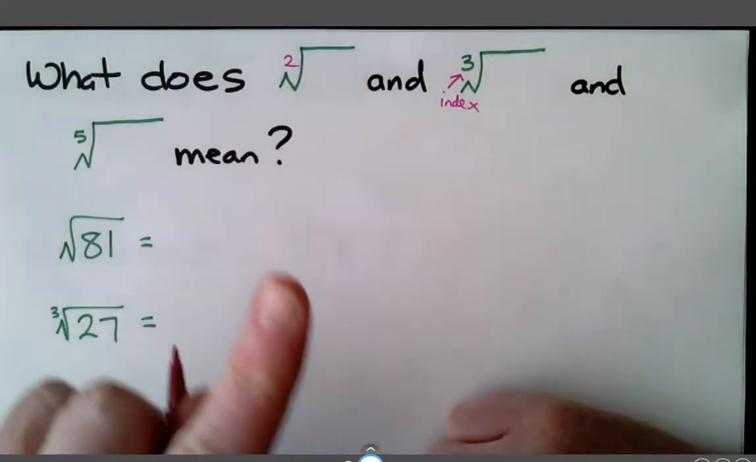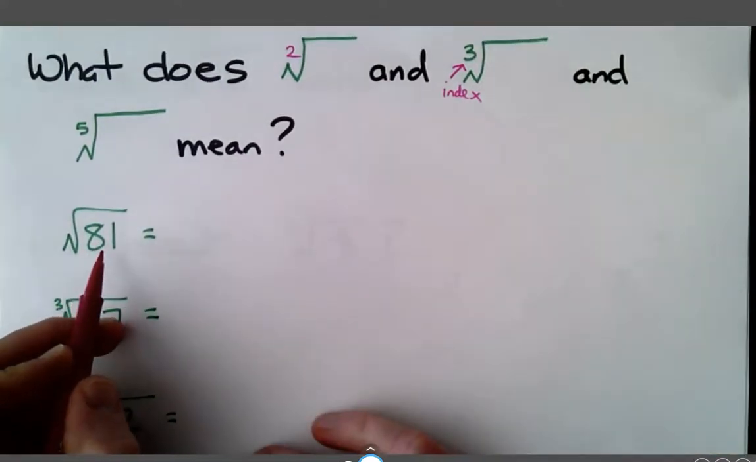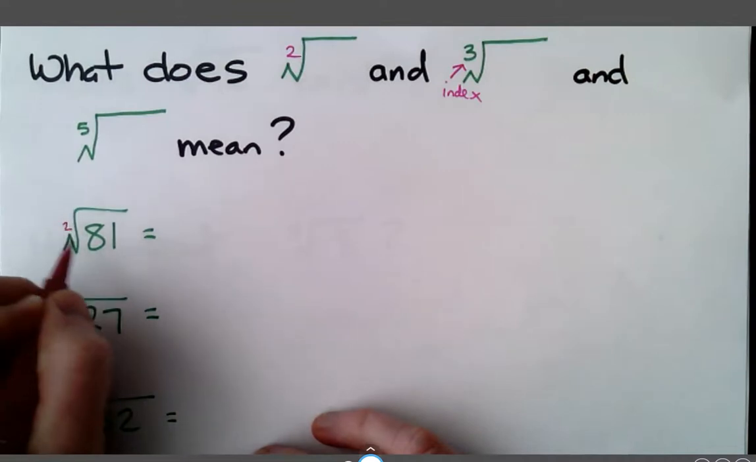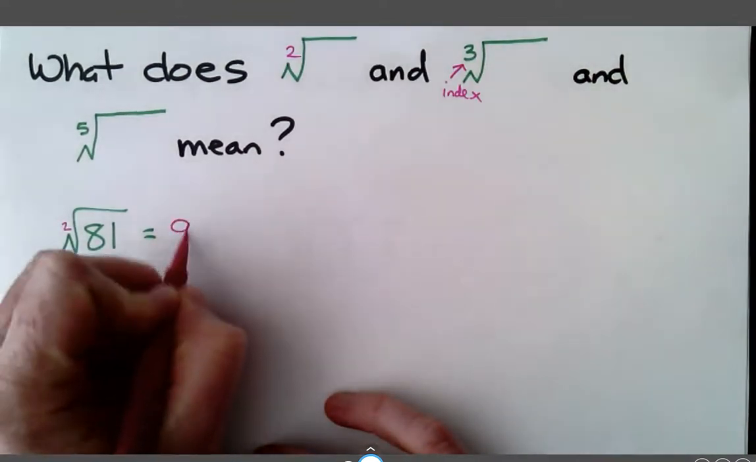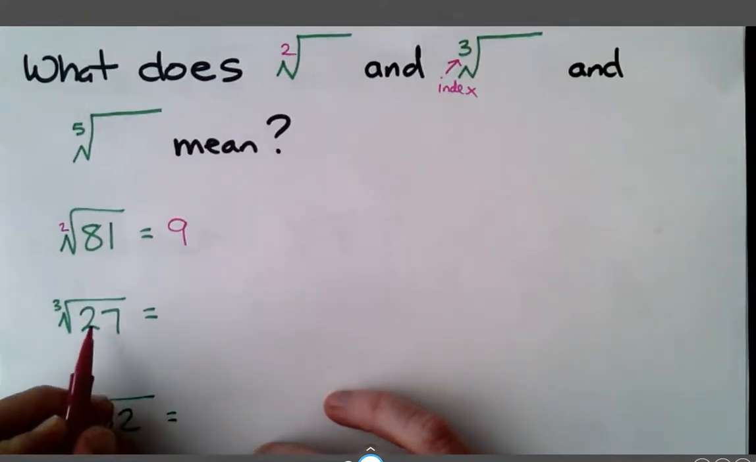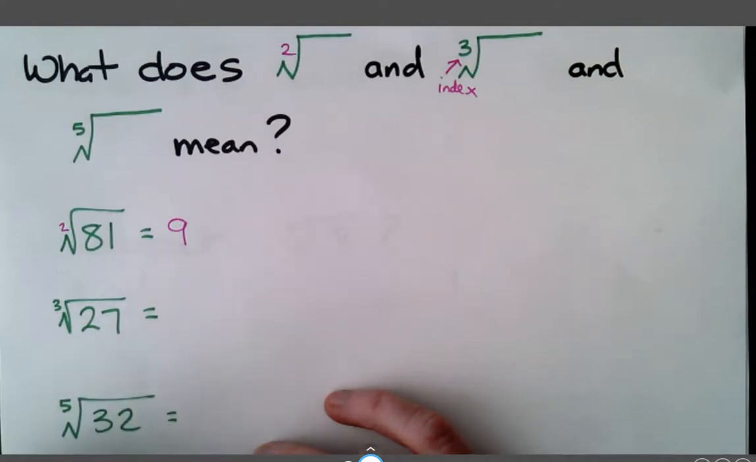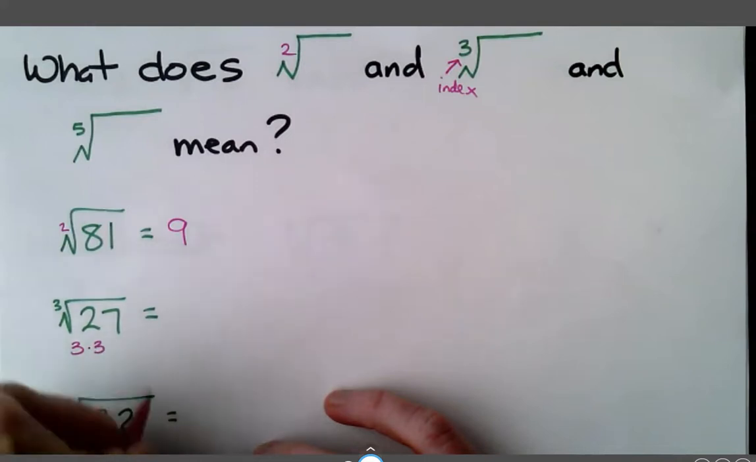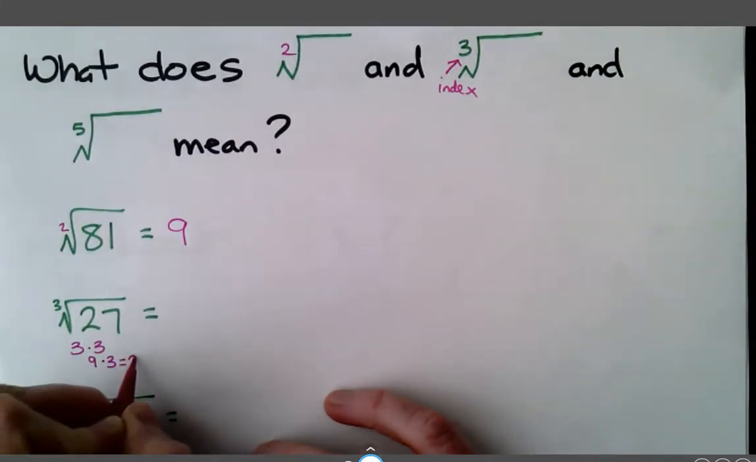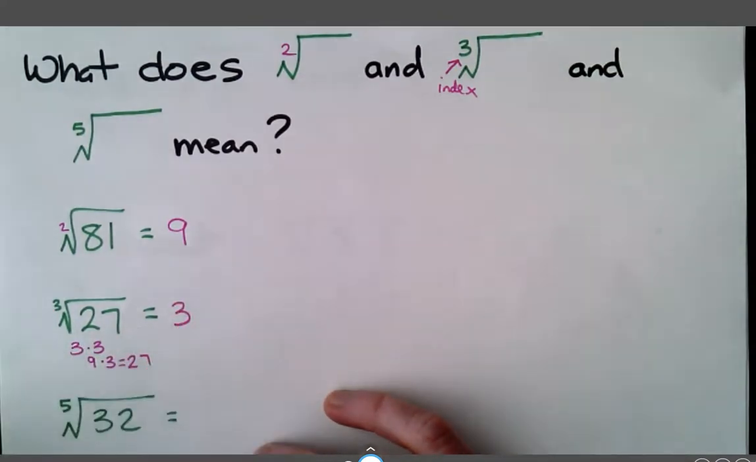So what that's saying, the square root, or what it's asking, is what number, when you multiply it by itself 2 times, is 81? And that's called the square root. It's 9. Okay. What number, when you multiply it by itself 3 times, gives you 27? Well, 3 times 3 is 9, times 1 more 3, that's 27. 1, 2, 3. So the cube root of 27 is 3.